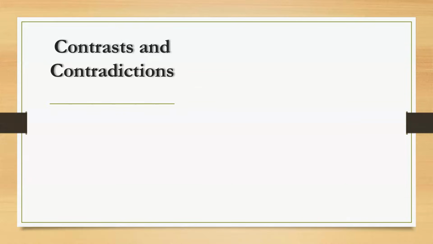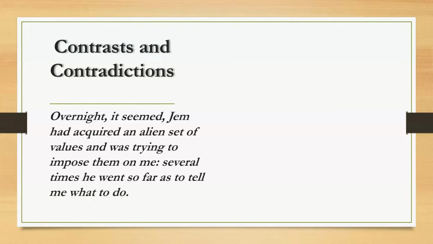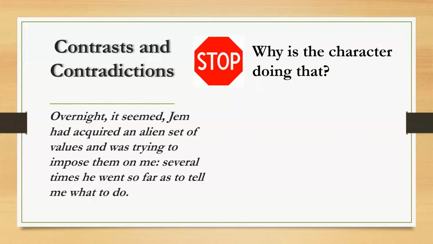So here's an example of a contrast and contradiction. This is from the novel To Kill a Mockingbird by Harper Lee. "Overnight, it seemed, Jem had acquired an alien set of values and was trying to impose them on me. Several times he went so far as to tell me what to do." So I noticed this is a part of the story where Jem is now acting differently than he had been before. So I stop and I ask myself, why is the character doing that?